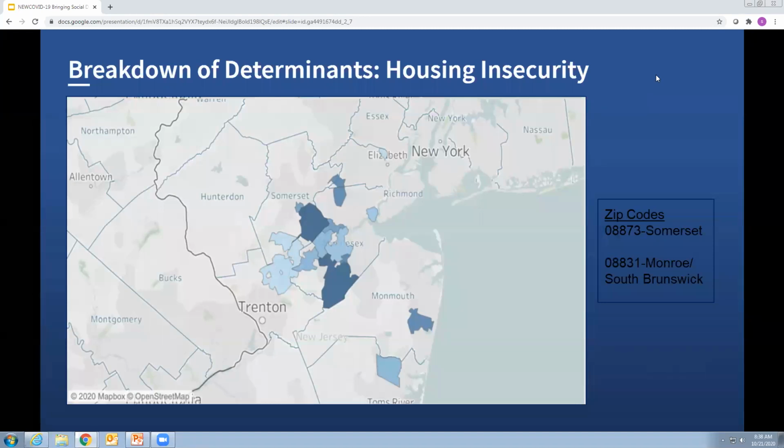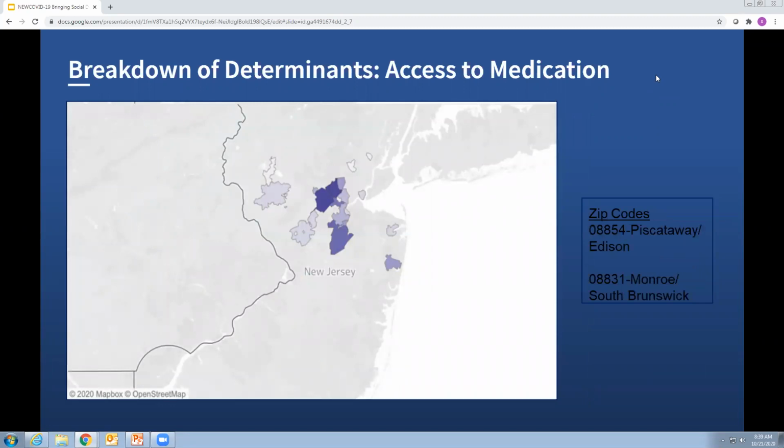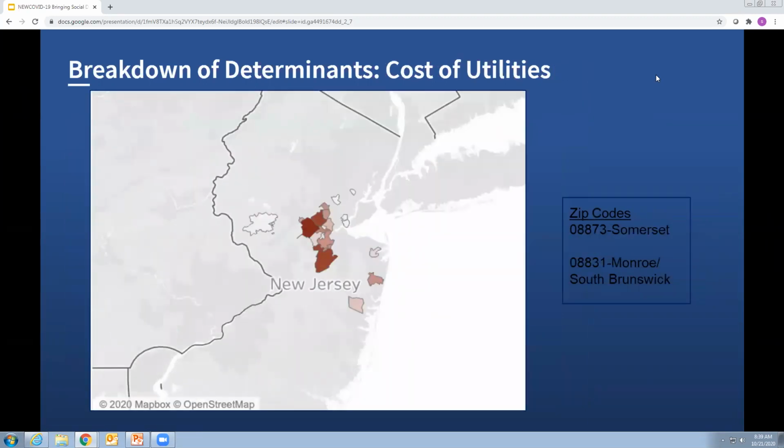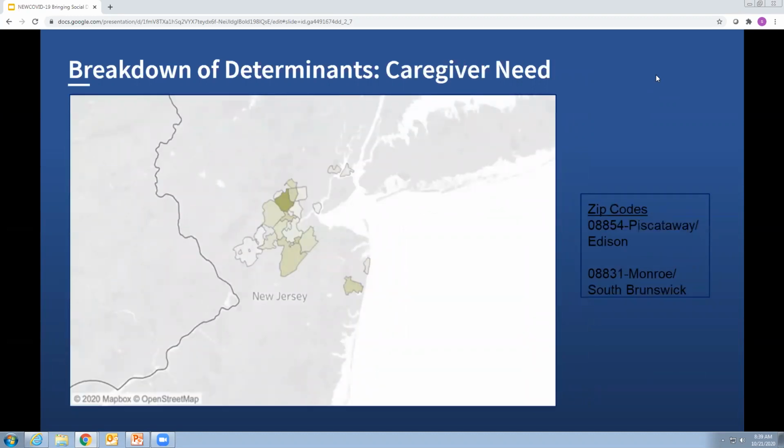So where are these determinants? Where are these individuals? Which zip code areas? Individuals who have issues with housing and housing insecurities are geographically more located in Somerset and in Monroe and South Brunswick. These are just preliminary data, so in terms of teasing out why that is, those would be the next steps. But what the zip code allows us to do, and we'll go into how we're making these connections, is decide what resources are available for them. And then these are individuals who have difficulty with access to medications. They're more likely to be in Piscataway and Edison, and again, Monroe and South Brunswick. And then in terms of utilities, issues in Somerset and in South Brunswick. And then caregiver needs are much more common in Piscataway, Edison, and Monroe, in those areas.